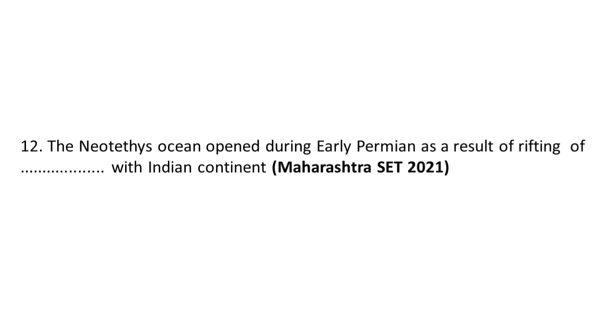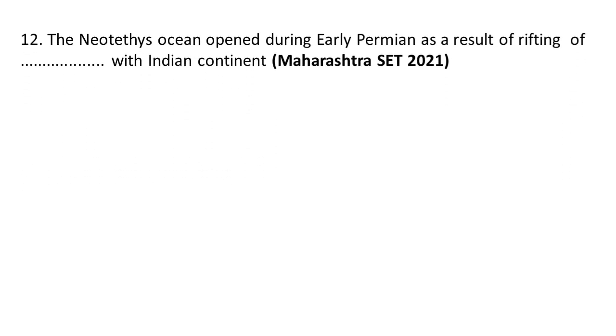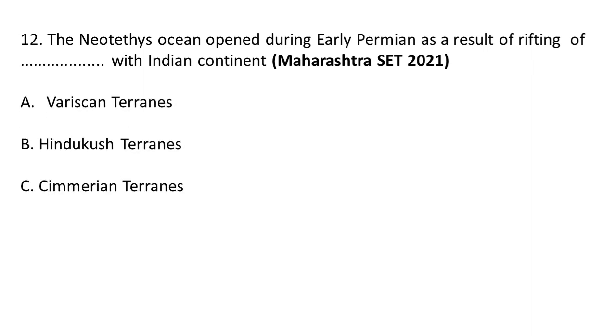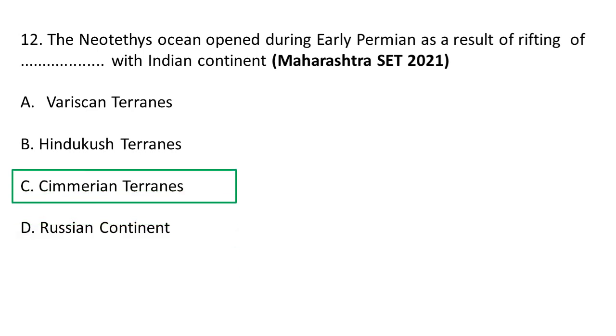Next question. The Neo-Tethys Ocean opened during the early Permian as a result of rifting of what with the Indian continent? A. Variscan terrains, B. Hindu Kush terrains, C. Cimmerian terrains, and D. Russian continent. So the correct answer is C. Cimmerian terrains. The Cimmerian terrains rifted off Gondwana's northeastern shores around 250 million years ago.